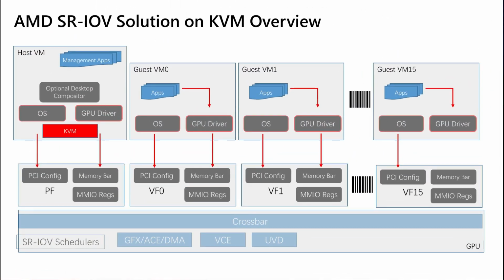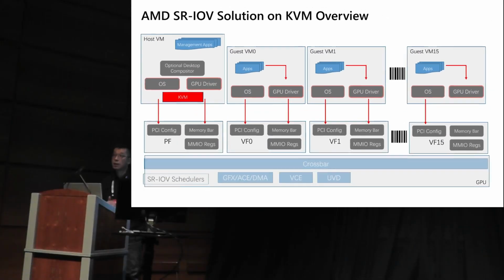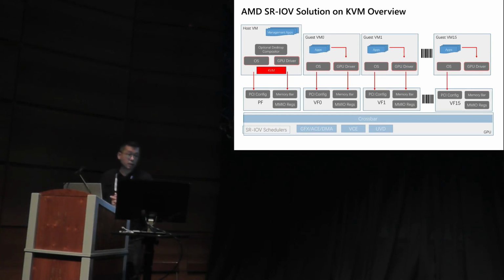So here's a diagram giving a high-level view of the KVM SR-IOV solution with the AMD KMD. On the host, we have the GPU drivers, which talk with the PF, the PCI config spaces and the resources. Each VF shows up as an individual VF and GPU bus and GPU device in the guest. Underneath, we have multiple engines with the SR-IOV scheduler, as Xiao mentioned, with time slices partitioned for each engine. They can switch individually by themselves.